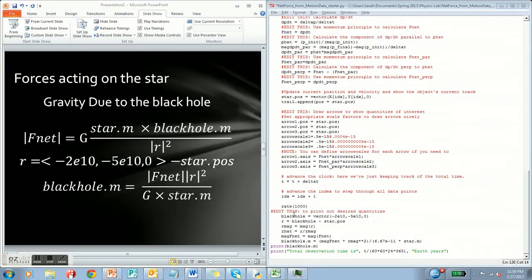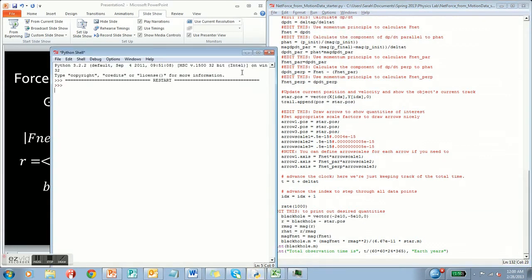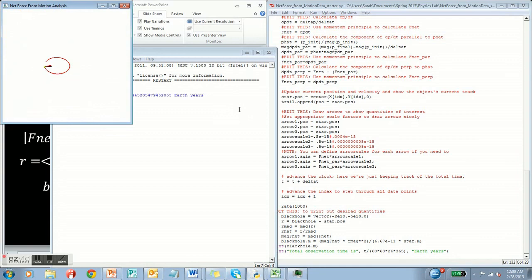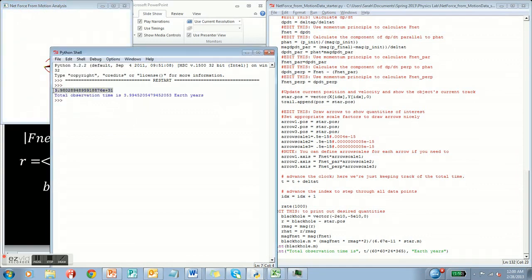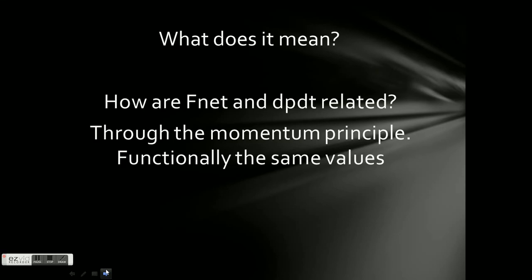Gravity is the only force acting on the star, so we can use the gravity force equation to solve for the mass of the black hole, since we know F net, star mass, and the position of the black hole as given. My calculations are written out on the left, and highlighted is where I find the code for the mass. You can see that I used the given black hole position to find R and just rearrange the equation. When I run my model, the mass shows up in blue, as shown here. I found the mass to be 3.98 times 10 to the 31 kilograms.